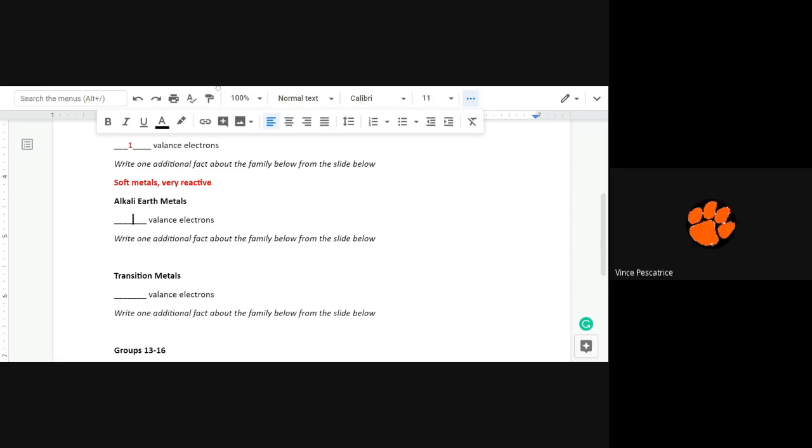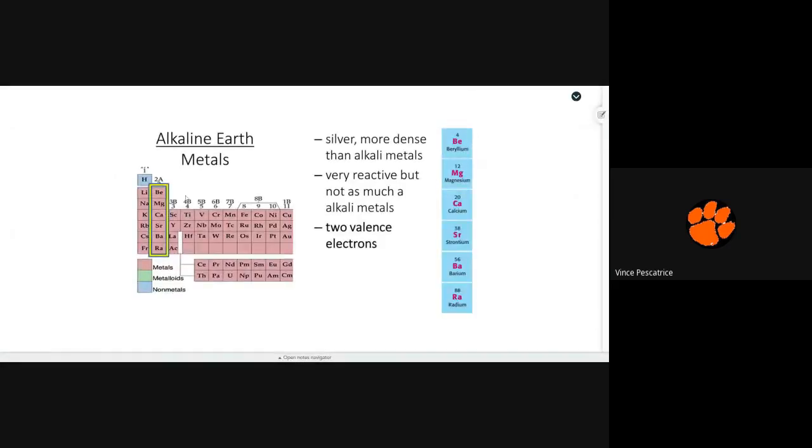Next up, we have the alkali earth metals. Similar name, slightly different behaviors. So this is the second column, second family. They're called the alkali earth metals. They're silver and more dense than the alkali metals. They're pretty reactive, but just not as much as the alkali metals. And they have two valence electrons.